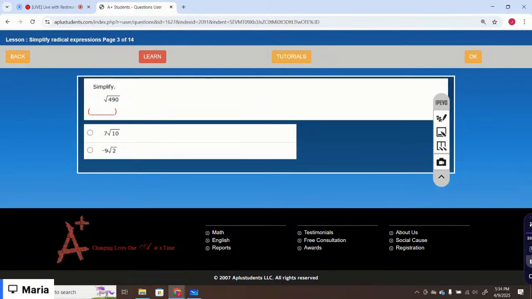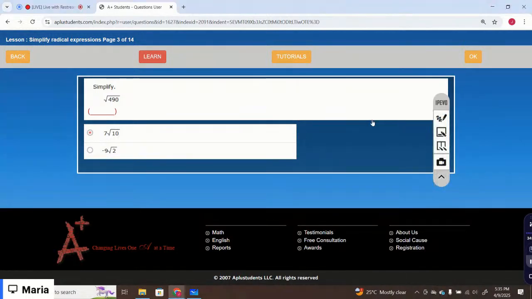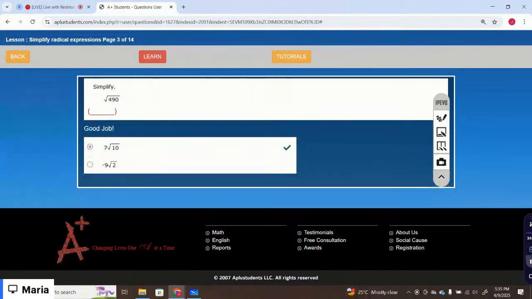Square root of 490. Let's just evaluate. 7 times 10. That equals 7 square root 10. Option number 1 is the correct option.